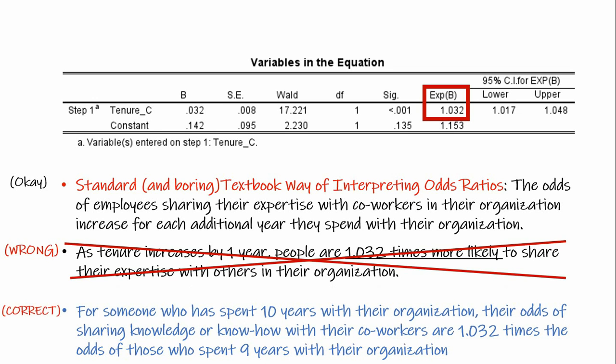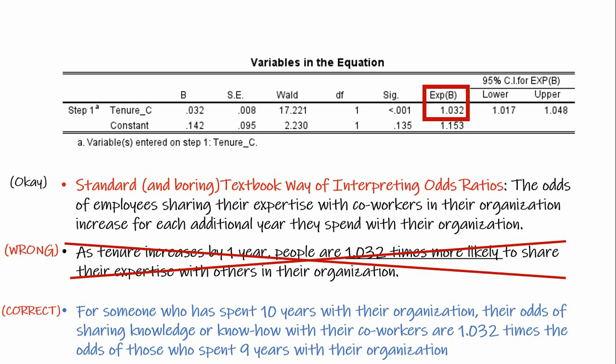Well, what are then the odds of those with 9 years in their organization? Well, we don't know. All we know and all we can say is that their odds are 1.032 times the odds of those with 1 year less. So the odds of one group are always relative to the odds of the other group being compared. And I don't like that.